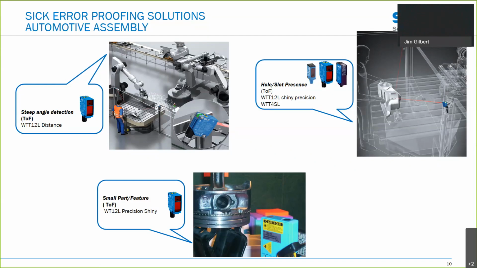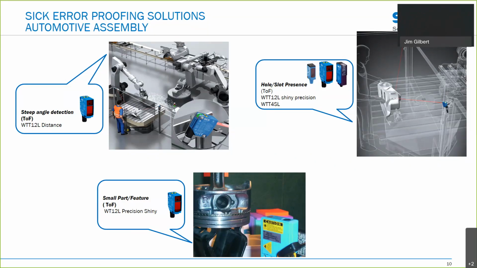In this case, I'm showing 2 examples. One is called the WTT12L Shiny Precision, and another is the WTT4SL. Both of these would do a good job of detecting holes up to 1 meter away.